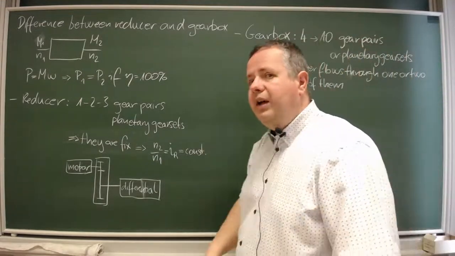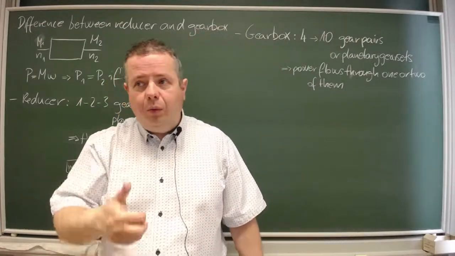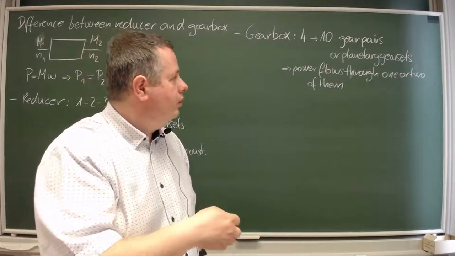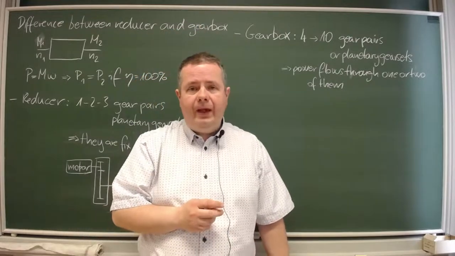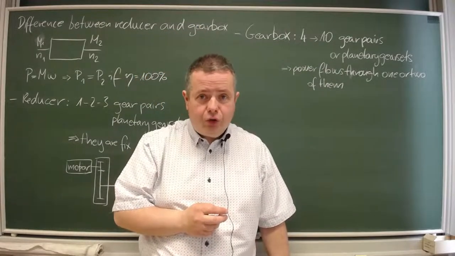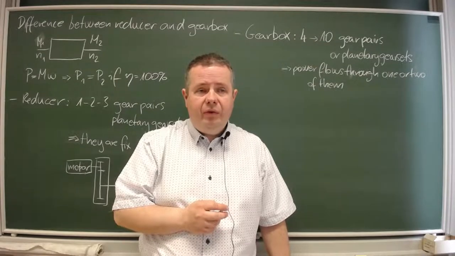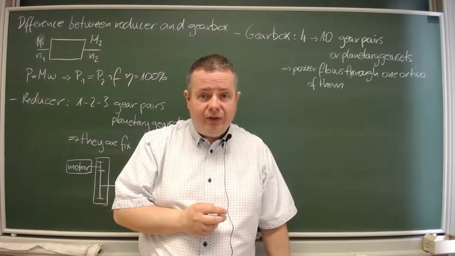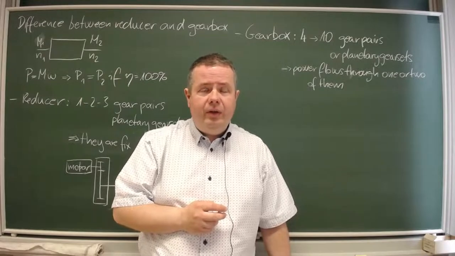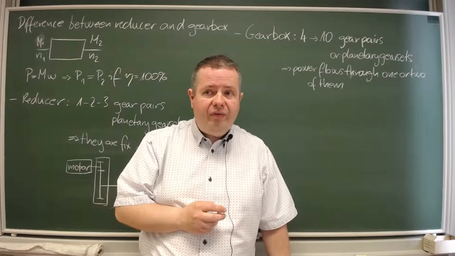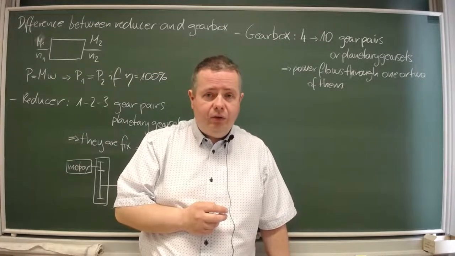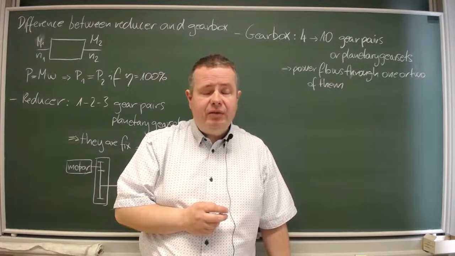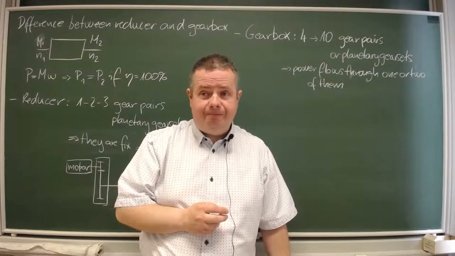So let's say we get 10 pairs of gears, and the power goes through just one pair of gears. But what about the others? The others are used to provide a different transmission ratio. And whenever we want a different transmission ratio, then we've got to shift gears. Shifting gears means we have to change the orientation of the power flow from one gear pair to another gear pair. It seems again to be obvious, as many things in life, but the realization is not at all.